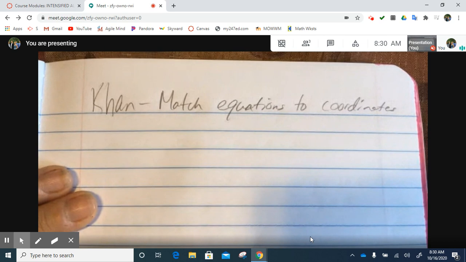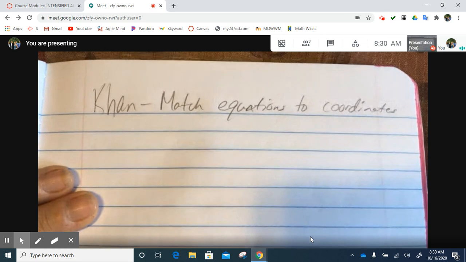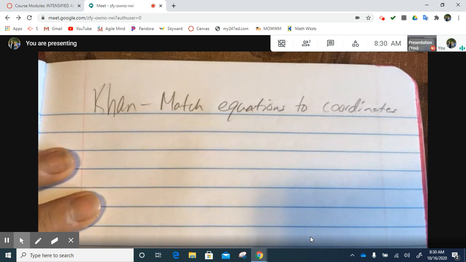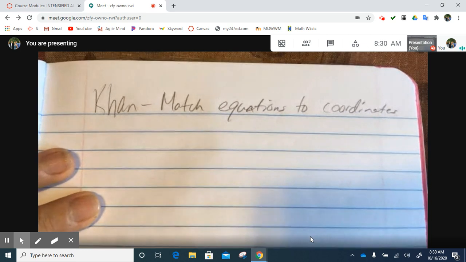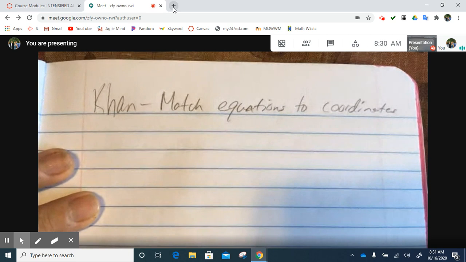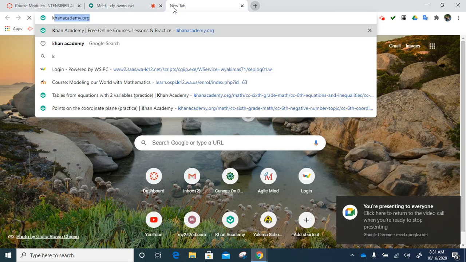This Khan Academy lesson is matching equations to coordinates on a graph. So on your paper, put down the title, Khan, match equations to coordinates. And then we'll open up a new tab. Go to Khan Academy, Khan.